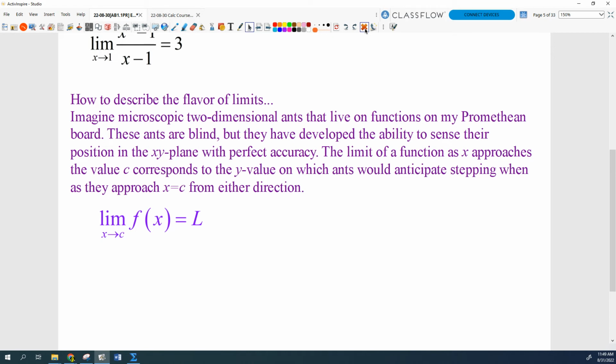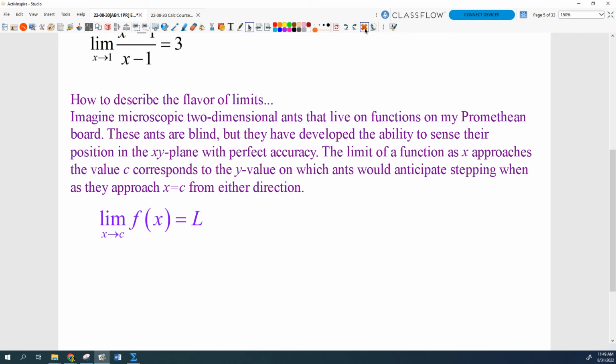These ants are blind, but they have developed the ability to sense their position in the XY plane with perfect accuracy. So they always know exactly what their XY coordinates are when they're walking along functions. The limit of a function as x approaches the value c corresponds to the y value on which the ants would anticipate stepping. Where do they think they're going to step as they step onto x equals c? It doesn't matter what happens when they actually get there, but if you asked them when they're taking that last little itty bitty ant step, where are you going to land?